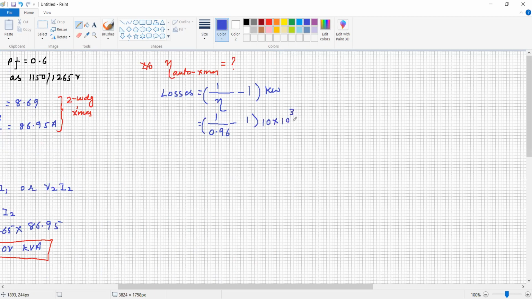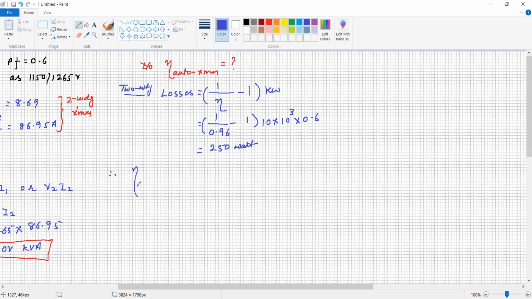Output in kilowatt of the transformer is 10 kVA multiplied by 10 raised to 3, that is VA, multiplied by power factor 0.6. It is from the two-winding transformer. Okay, this calculation is from two-winding. This is important. So the total losses in two-winding transformer is 250 watt.